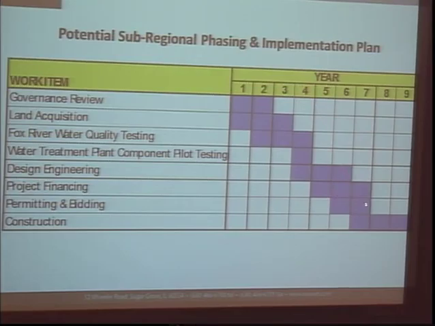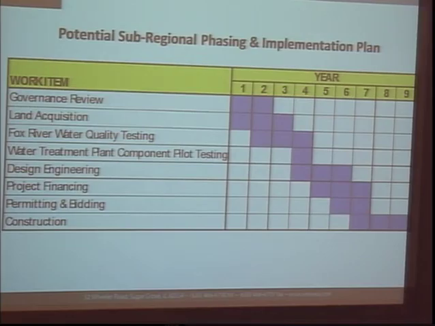Project financing will be critical, probably can be started at any point, but you really want to have some good numbers to work with to start talking about it seriously. Are you going to do a 20-year bond? Are you going to do a 40-year bond? Are you going to do a low-interest loan? Are you going to do a combination thereof? Permitting and bidding, of course, will be critical, and then construction we think would be multi-year.